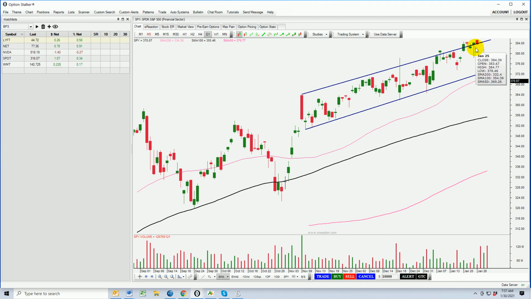And you can see this long tail under body right here. Market opened close to the all-time high on Monday, and then whoosh, the bottom fell out. In 30 minutes, the S&P 500 fell 60 points.